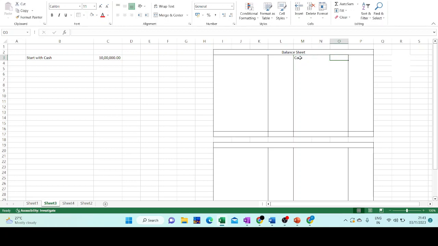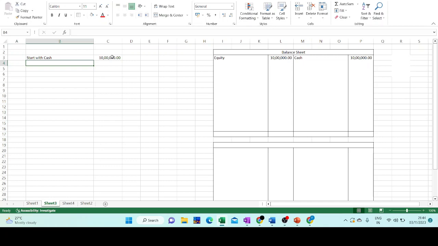So cash is 10 lakh and equity is also 10 lakhs. By contributing this 10 lakh rupees, you become the 100% owner of the company. You are the only shareholder of the company. You own all the equity in the company. Okay.